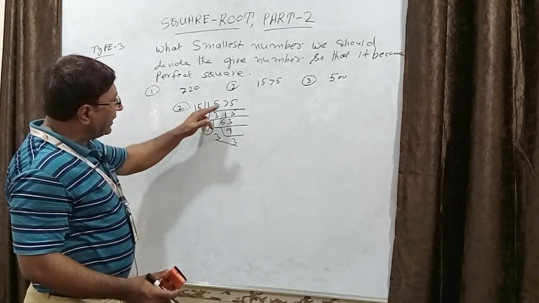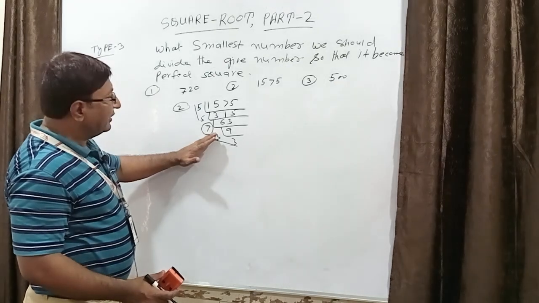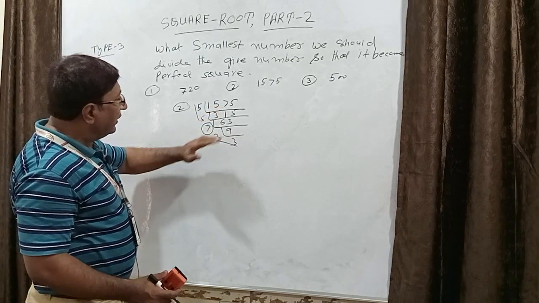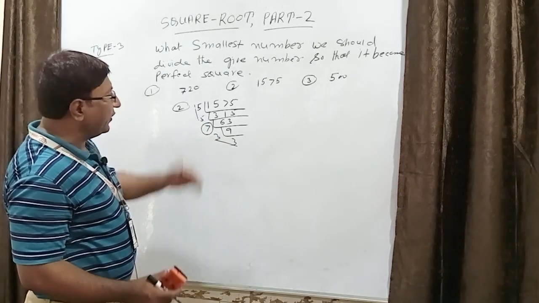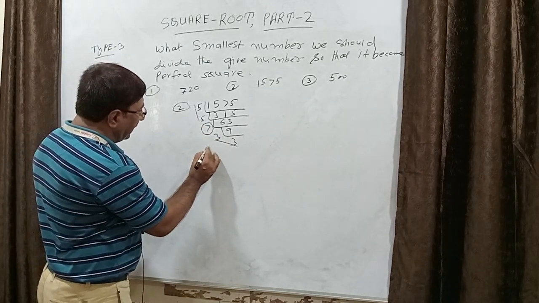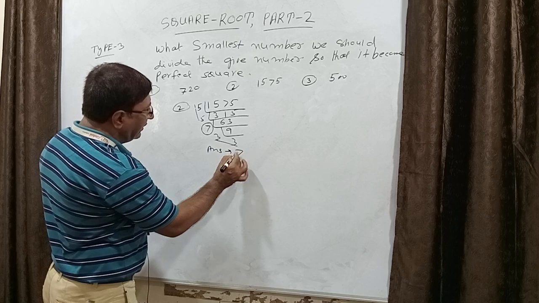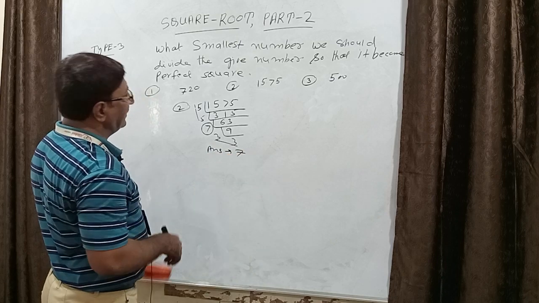If we divide this number by 7, this 7 will be cancelled out and we will get 5 5 3 3. That means a perfect square. So here our correct answer is 7. 7 is our right answer.